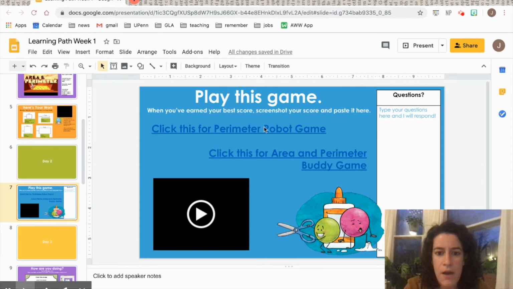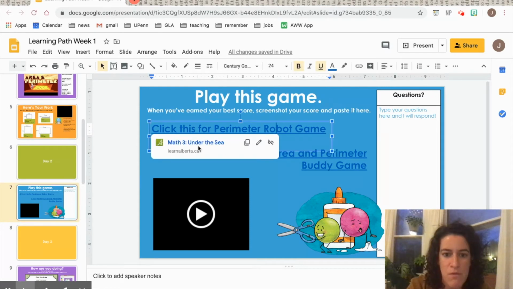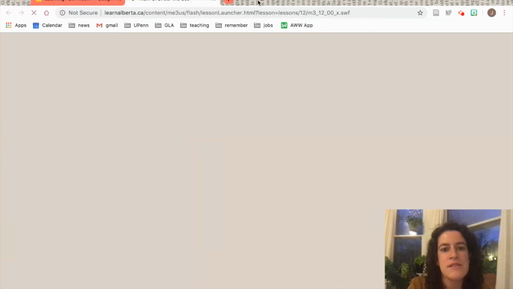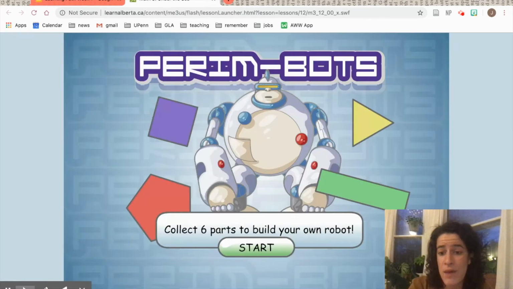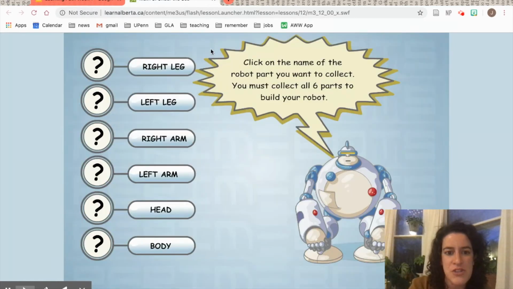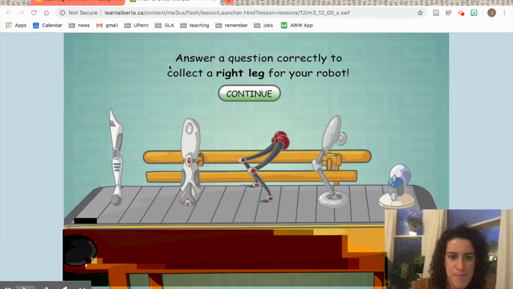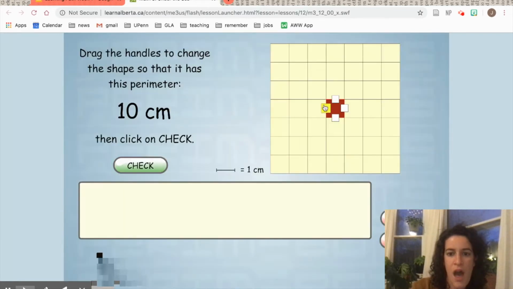But let's play the perimeter robot game together. And if you can play it by yourself, go play it by yourself. You're not meant just to watch me do it. But if you need to, let's do it together. So we're going to click on all these different robot parts and we're going to find the perimeter. We're going to make a shape that has this perimeter, 10 centimeters. We're going to check it.